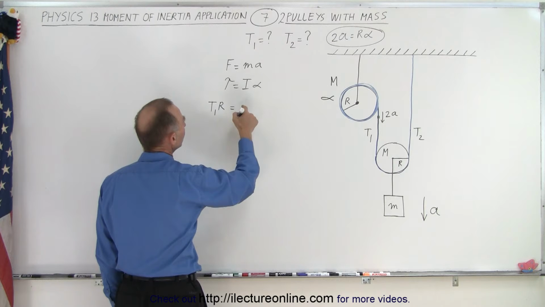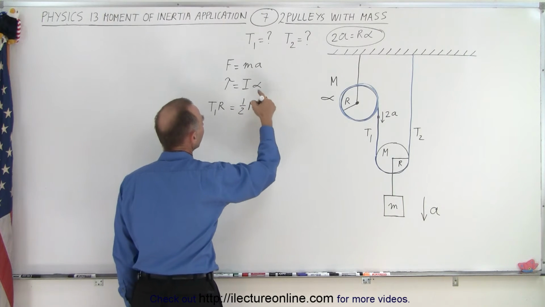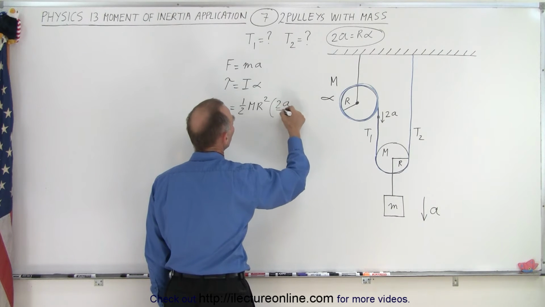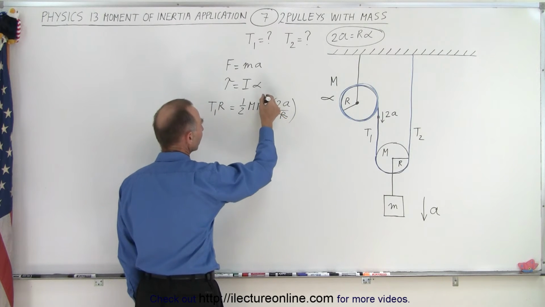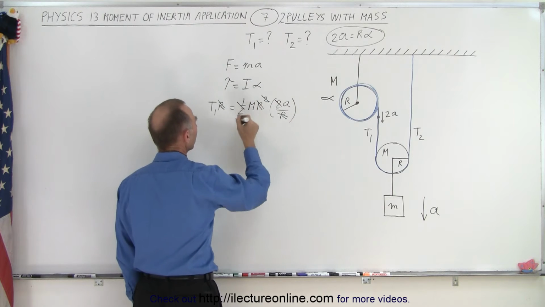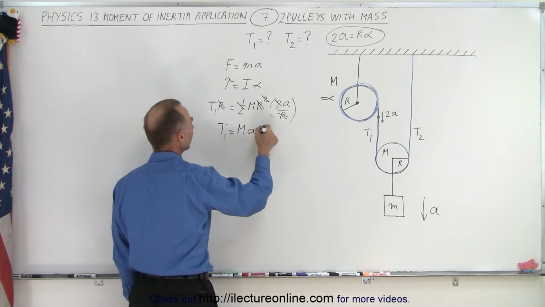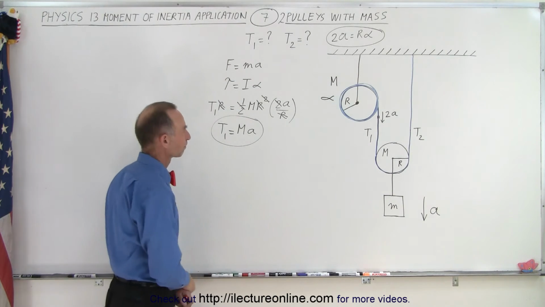Now, the torque is going to be the tension, in this case tension 1, times the radius, that is equal to the moment of inertia of the disk, which is 1/2 the mass times the radius squared, times alpha. Now alpha is going to be equal to 2A over R. And then we can see that this R cancels out that R, this R cancels out that R, and the 1/2 cancels out the 2. And so now we have T1 equals the mass of the disk times the acceleration of this mass right here.